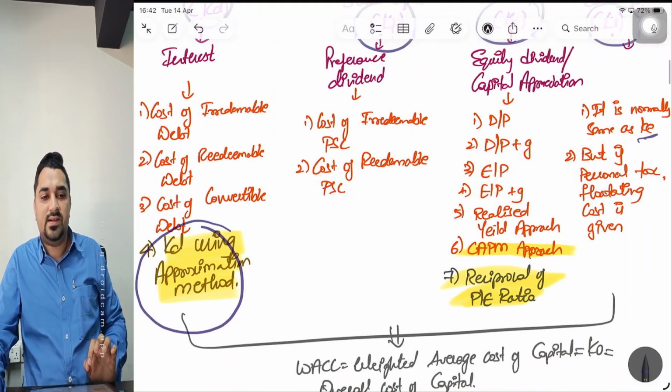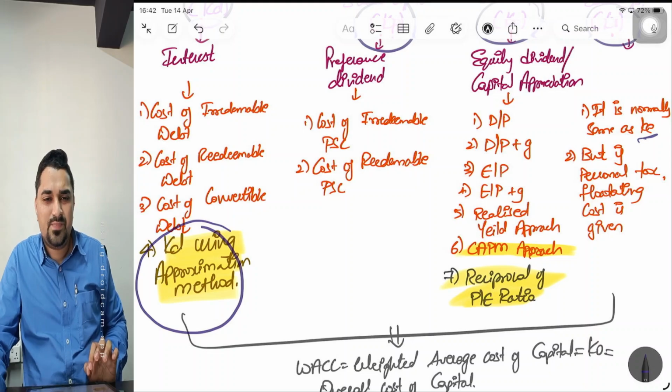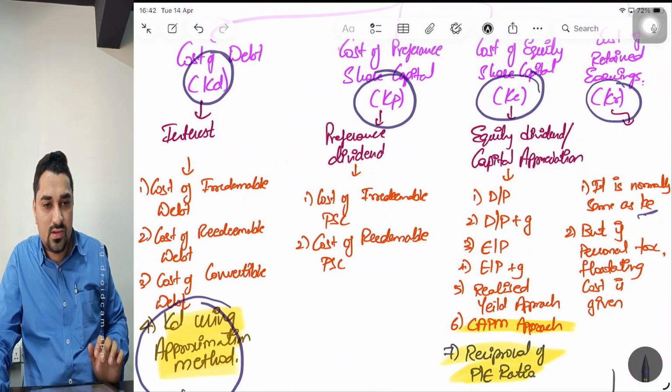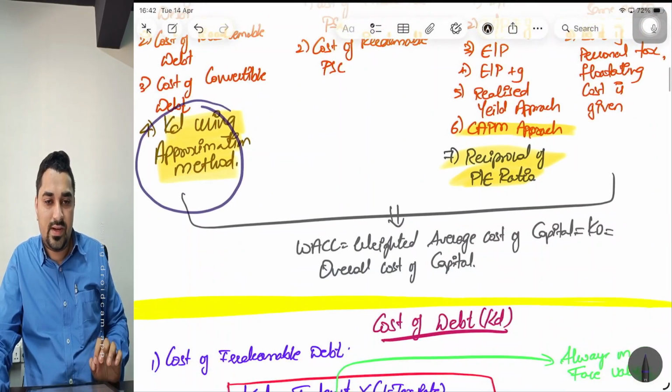But if personal tax rate is given or if floatation cost is given, the formula will undergo a slight change. So if I ascertain all these individual cost components of four kinds of finance, then I'll be estimating weighted average cost of capital. WACC is also denoted by KO, and it is also called overall cost of capital.